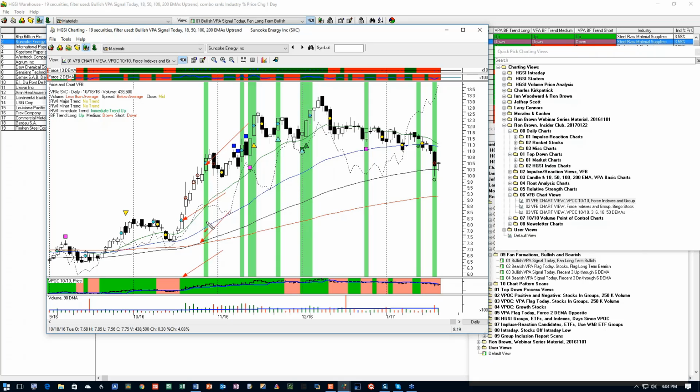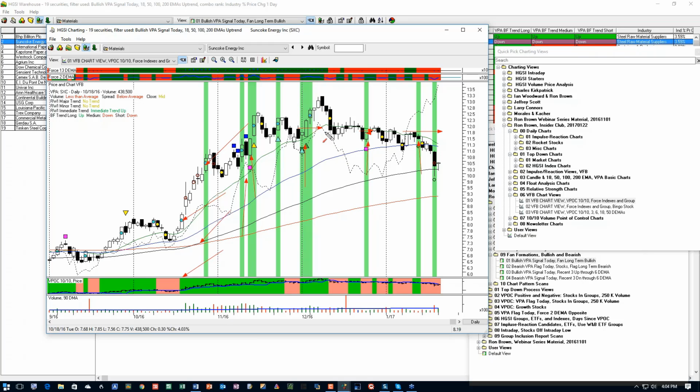Anyway, whenever there's a VPA flag and the fan is in place, you're going to get these bars that appear. Now, it happened here, but the way we trade this is if this occurs right here, this has to be taken out with a buy stop or you don't get into the trade. So that trade would not have happened. This trade would have happened, and it didn't go very far. This trade right here would have happened right here. It went up a few points, and then it collapsed.